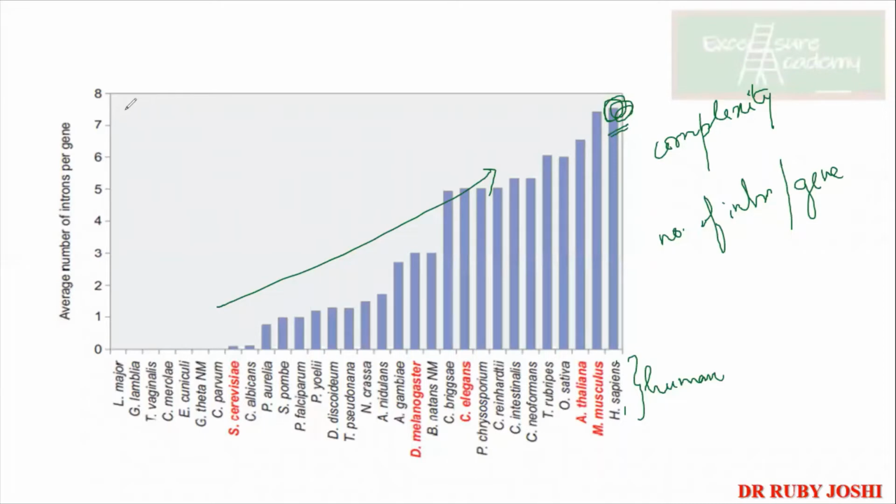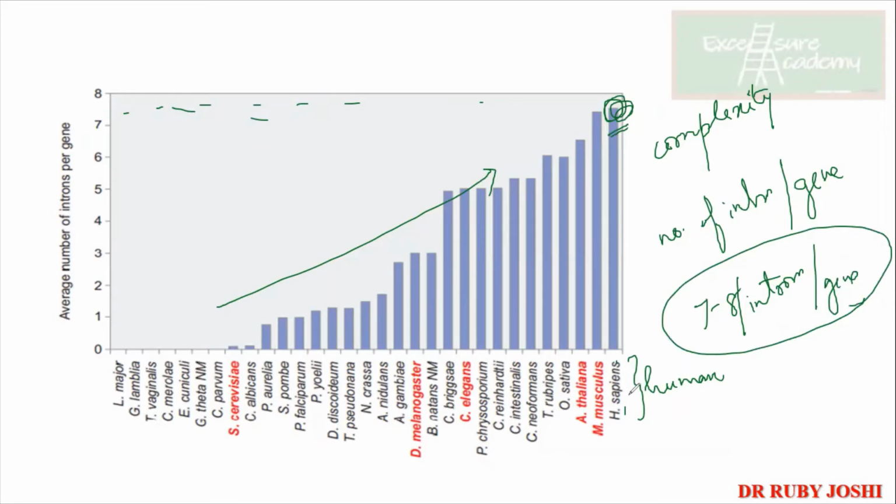If we tally it a little, we can see that around 7 to 8 introns are present in one gene in the case of humans.